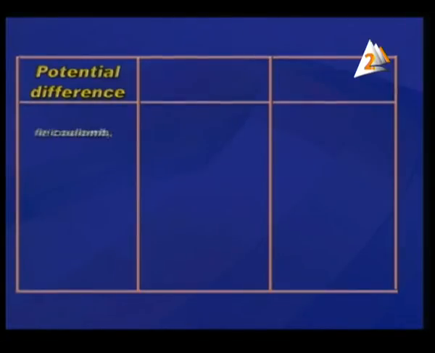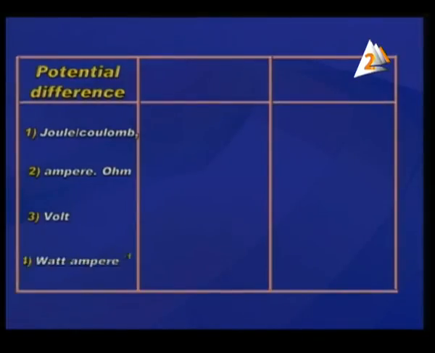of equivalent units. Okay, first group is joule per coulomb is equivalent to ampere times ohm. Joule per coulomb is volt. Ampere times ohm also is volt. And volt is given clear cut and also watt per ampere, watt ampere -1. They are all units of potential difference. This is the first group.